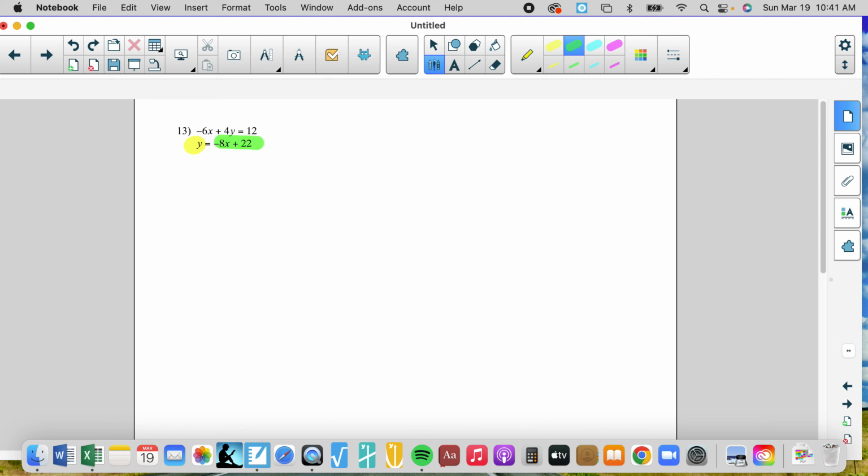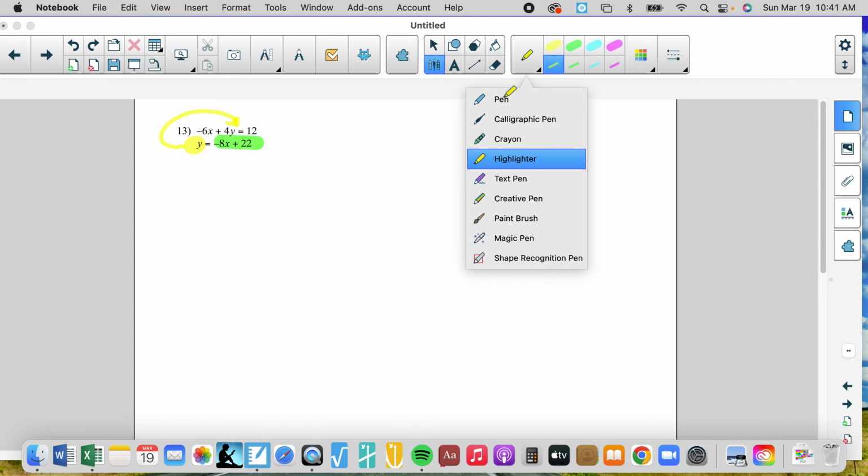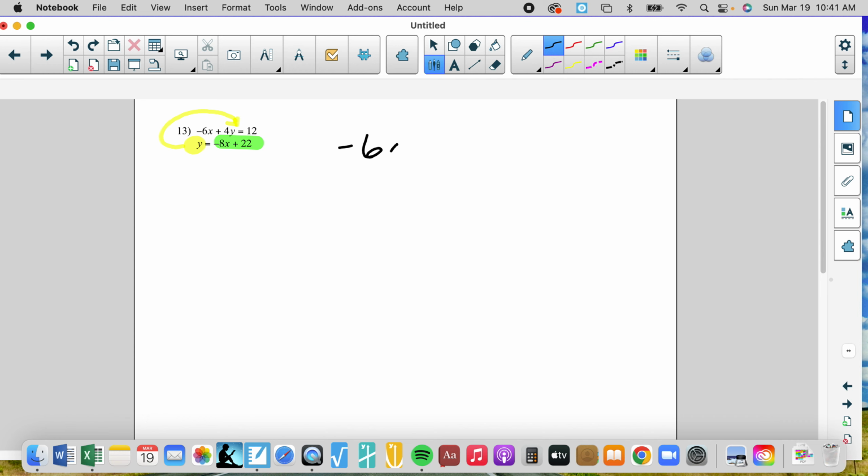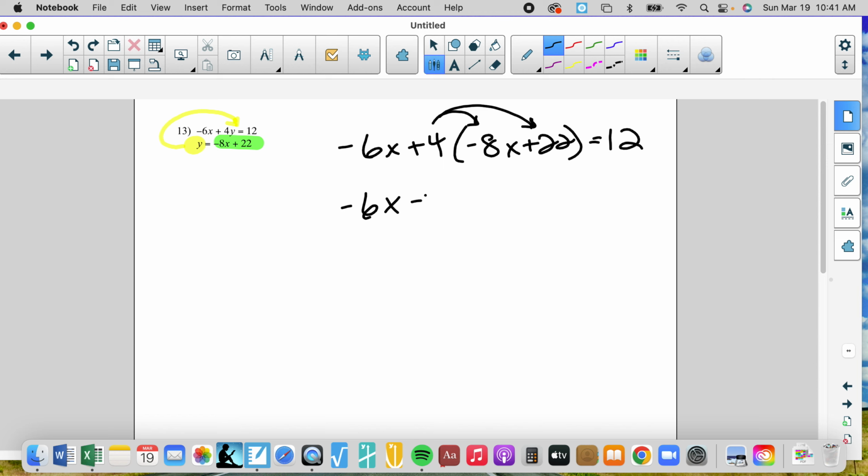We've got a variable isolated. That tells me I'm going to use substitution, and I'm going to substitute it into the other equation. Negative 6x plus 4. Instead of writing y, we're going to write negative 8x plus 22. And we're going to write the rest of the top equation. Negative 6x. Let's distribute this 4 into the parentheses. That's negative 32, that's positive 88.